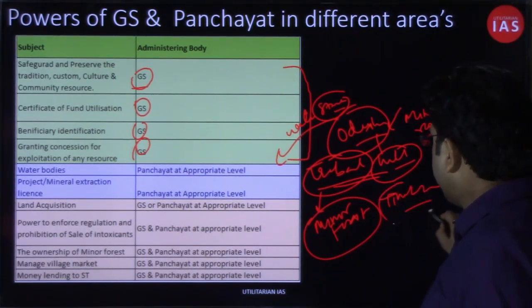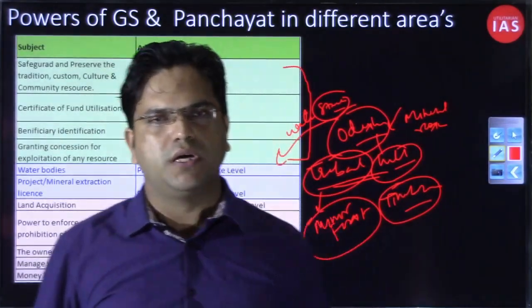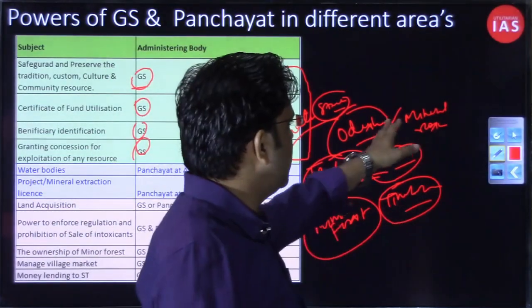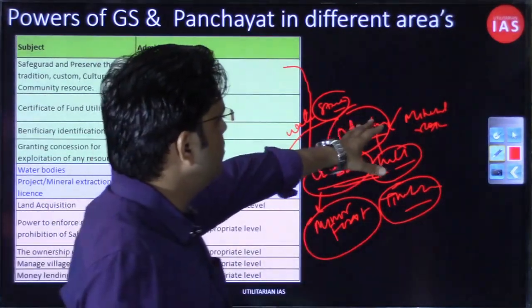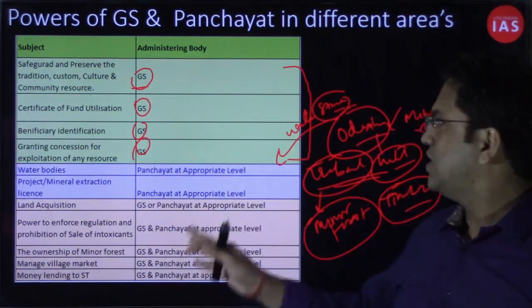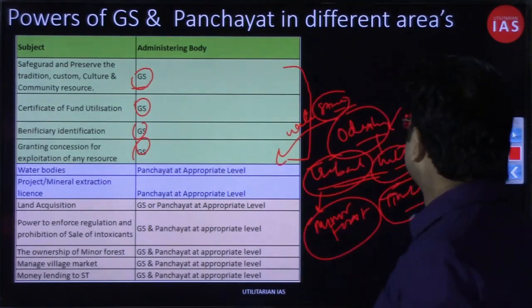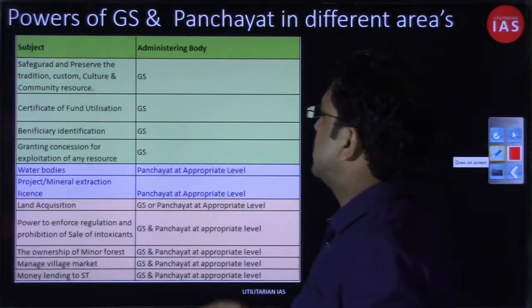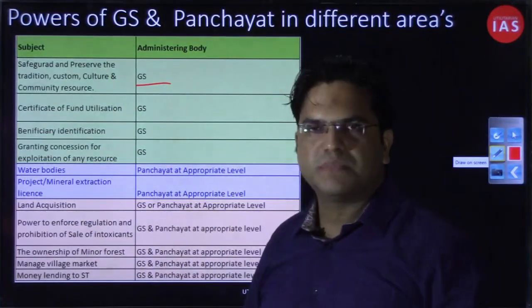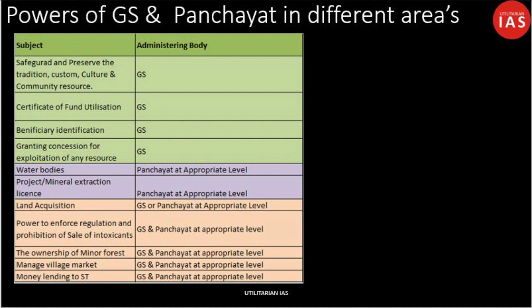Now who will have access over these timber resources, over these minor forest elements? Who will have rights over these mineral items, who will have regulation over these water streams, right? That has been discussed here. So let us discuss these one by one. It will be the duty of Gram Sabha to safeguard and preserve tradition, customs, culture and community resources.